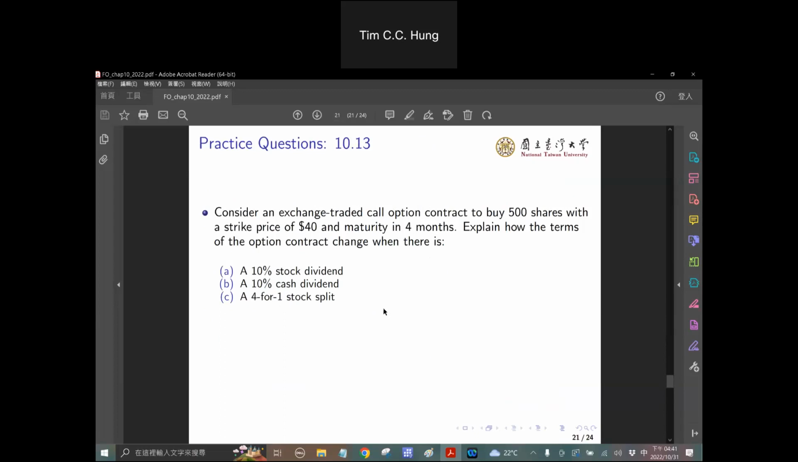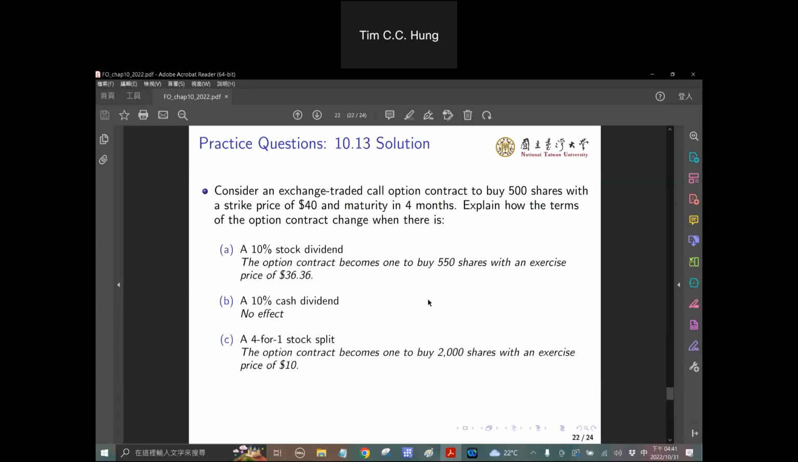Let's consider an exchange-traded call option contract to buy 500 shares with a strike price of $40 and a maturity in 4 months. Explain how the terms of this option contract change in the following scenarios. A, when there's a 10% stock dividend. When there's a 10% stock dividend, now your contract goes from buying 500 shares to buying 550 shares. The price goes from $40 down to only 10/11 of the price, which is 36.36.